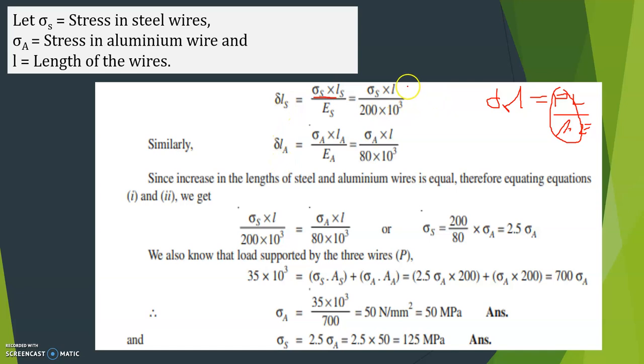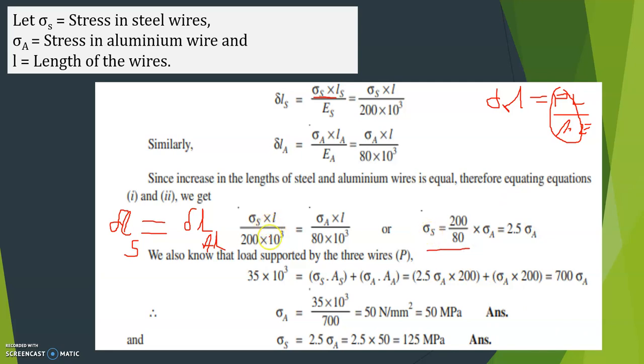So what is delta LS? Simplify this: sigma S into L divided by 200 into 10 raised to 3 is equal to sigma A into L divided by 80 into 10 raised to 3. This is because the deformations are equal, that is, delta L of steel is equal to delta L of aluminium. If you simplify this, you can write it in terms of either sigma S or sigma A. I will write it in terms of sigma S.